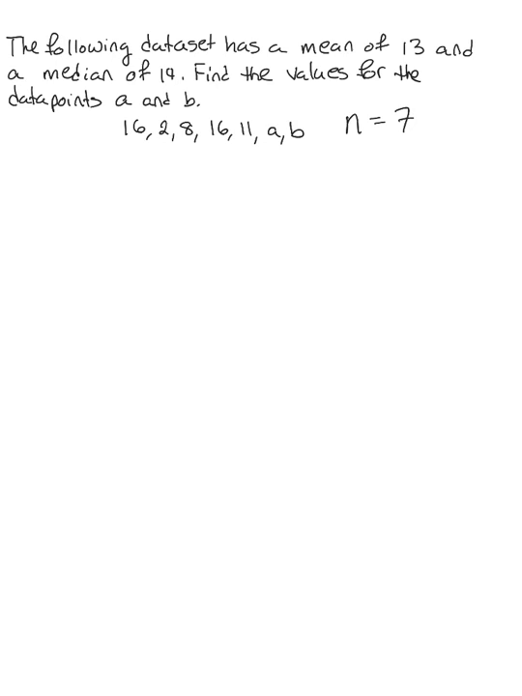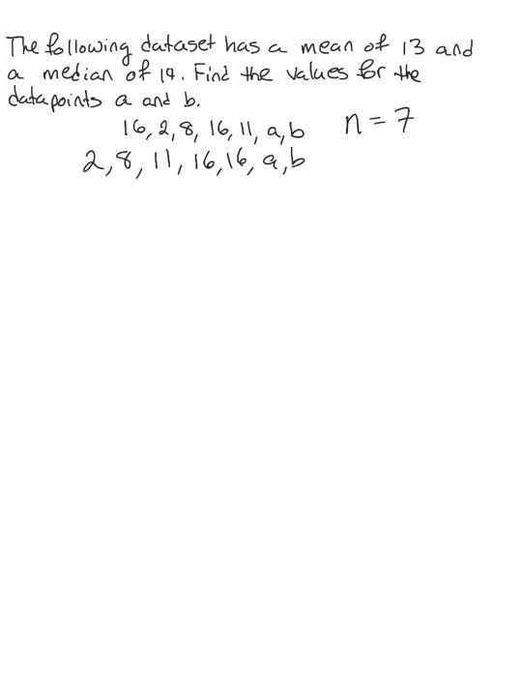So let's do that. We have 2, 8, then we have 11, then we have 16, 16, A, B. Because so far we don't know what the values of A and B are, so we just sort of leave them like that. However, notice that the median has to be 14. And we have an odd number here, so either A or B has to be the median. So we have 7 values here, and the median has to be 14.